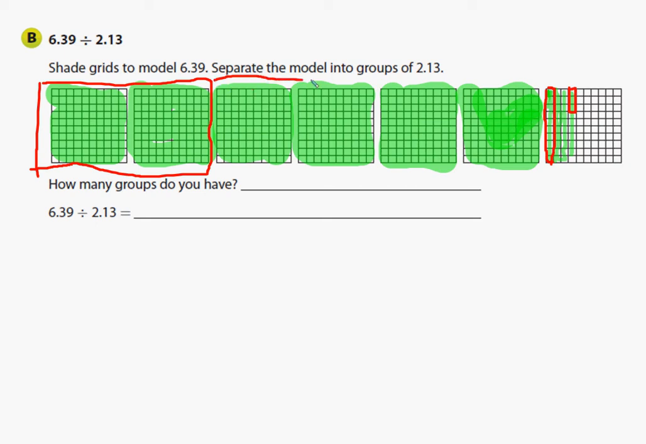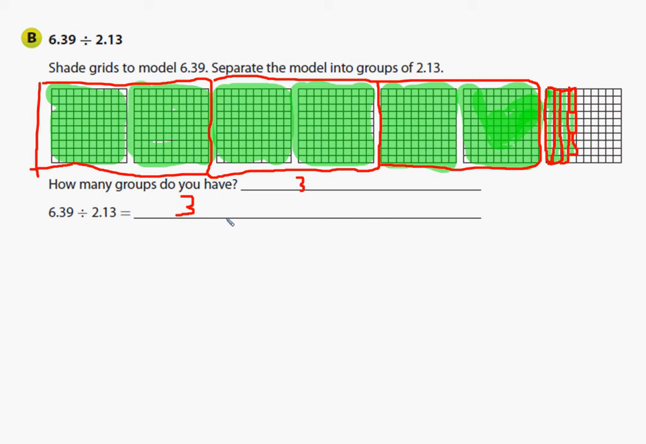So now I'm going to circle another group. That's 2 wholes. That's 1/10 right there. And then 3 hundredths. And so another 3 hundredths there. And now 2 more wholes, 1 more tenth, 3 more hundredths. Okay, so it looks like I have 3 groups of 2.13. So 6.39 divided by 2.13 is 3.